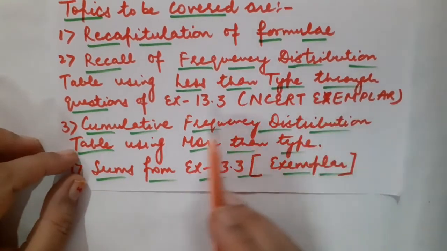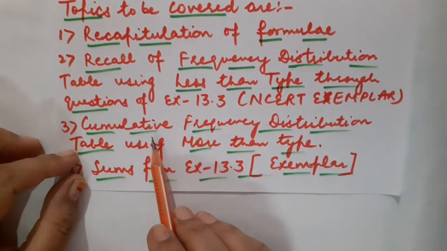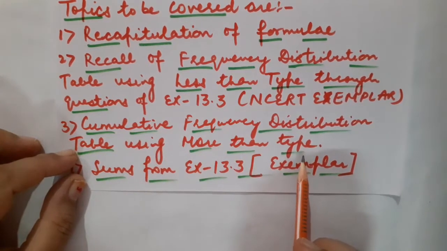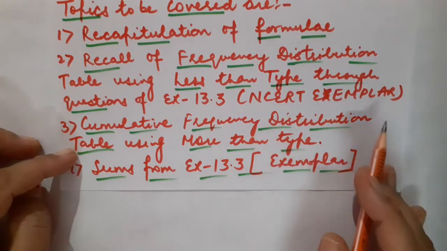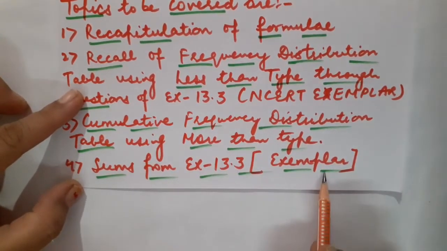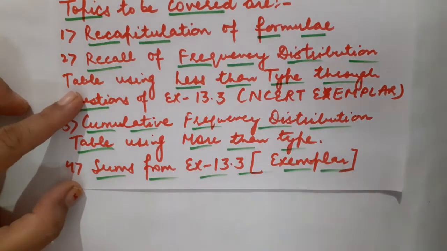And children, after that we will be learning how to make cumulative frequency distribution table using more than type, and ultimately we will be doing sums from exercise 13.3 from NCERT exemplar. Clear?